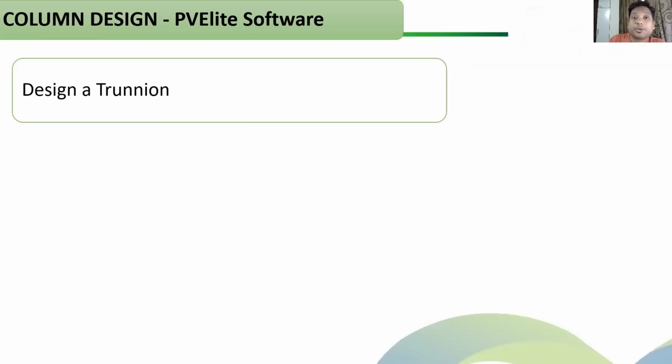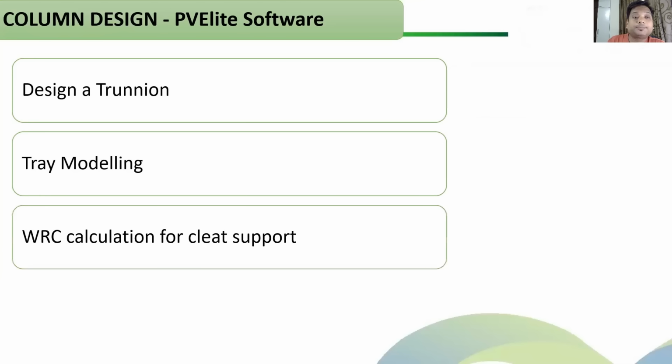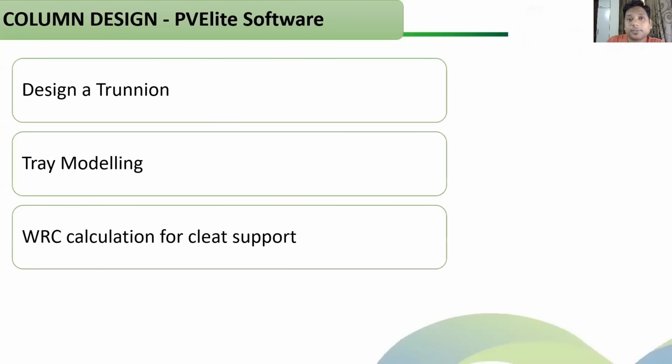We'll also design a trunnion, which will be required for lifting up this column, and then the tray, if it is coming in the column, how that should be modeled. WRC calculation for cleat support. Okay. So this is mainly what we are going to see about the column design chapter in theory and in the PVElite software training.